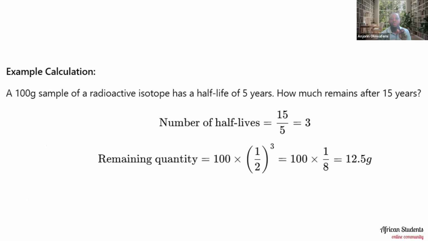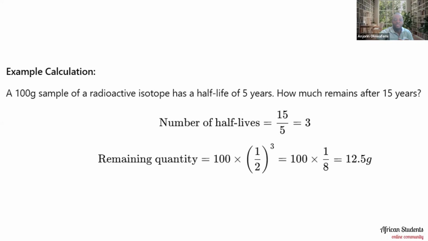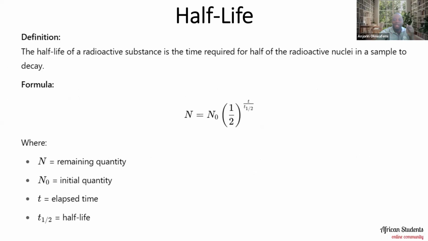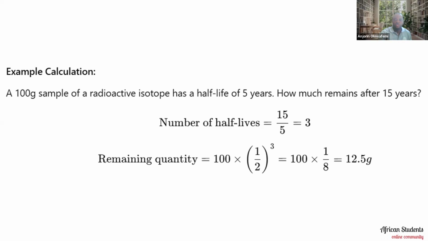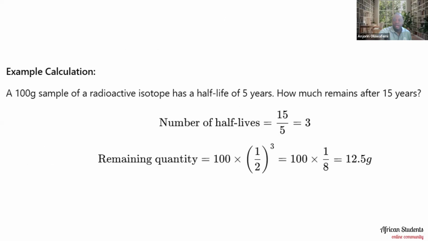Now, the remaining quantity, N, will be equal to what? Making N the subject of the formula, it will be equal to our N naught, which in this case is the initial quantity, 100 grams, multiplied by, from our formula, half raised to the power of time elapsed over half-life. And that was exactly what I did there.